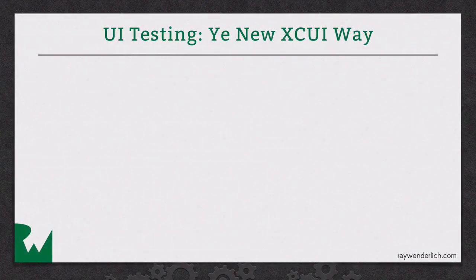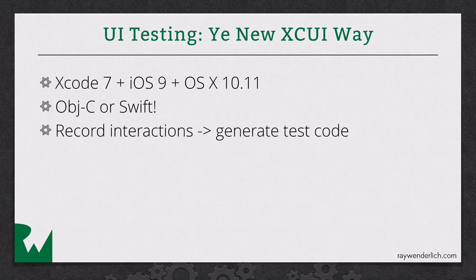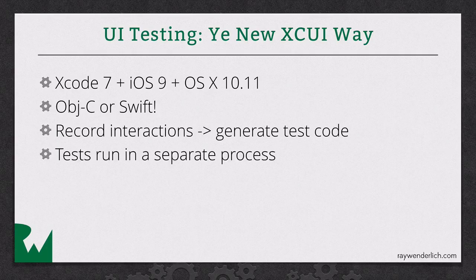And now there's this brand new way that Apple has introduced. There's XCUI. It's available for Xcode 7, iOS 9, and OS X 10.11 and higher. It's available in Objective-C or Swift, and you can use it to record interactions to generate test code automatically, which is pretty awesome. Your tests run in a separate process, and I'll get to the pluses and minuses of that in a little bit.